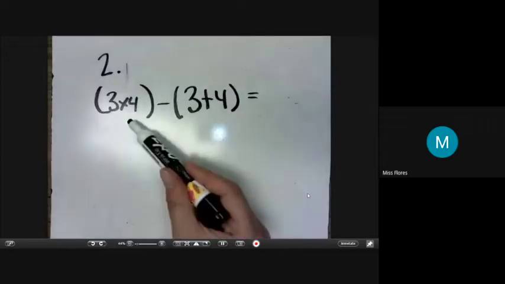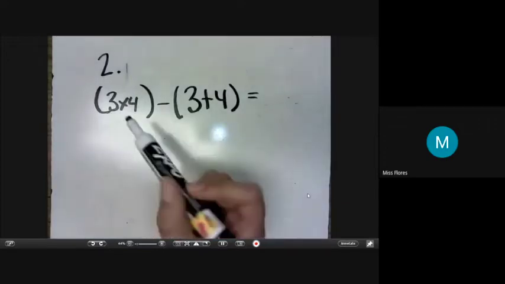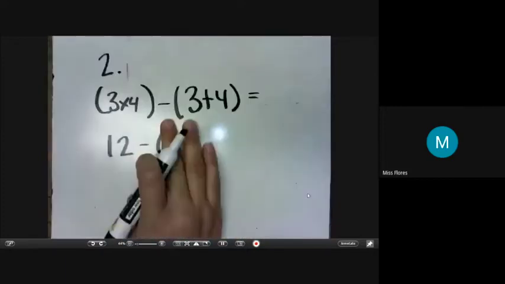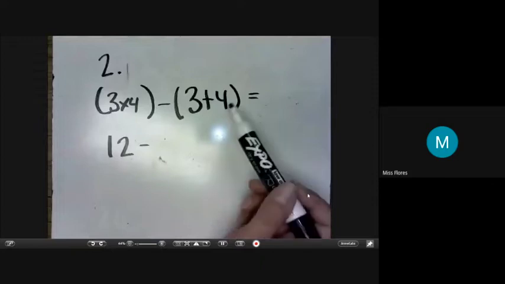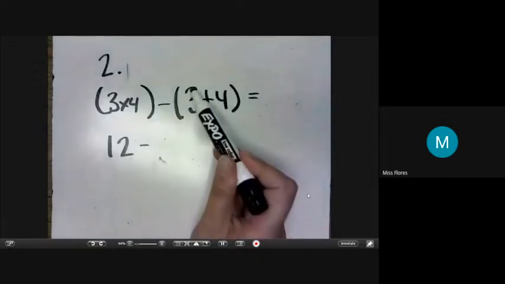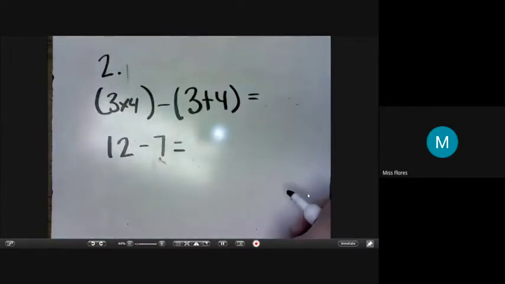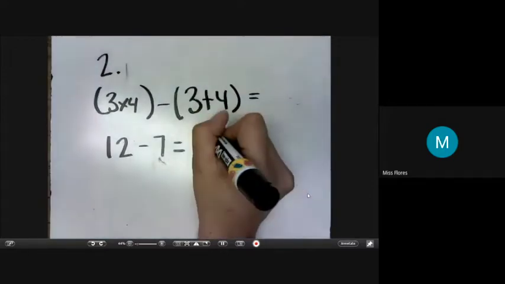So that means we have to multiply first. 4 times 3, 4, 8, 12. And then we add 4 plus 3, which is 4, 5, 6, 7. So now we get our new equation, 12 minus 7. And that is 5.